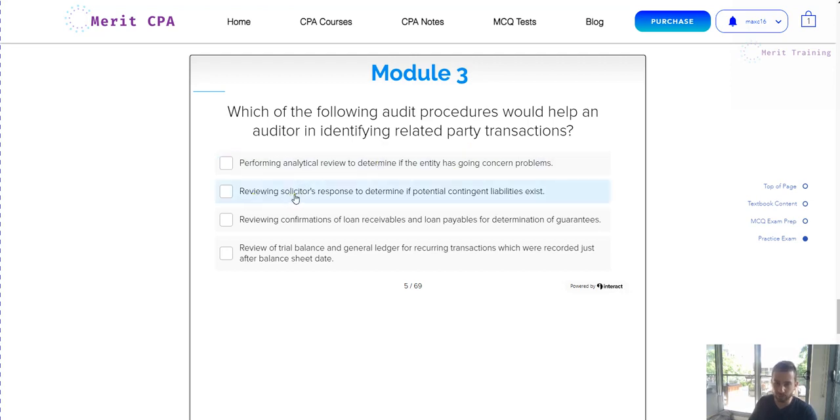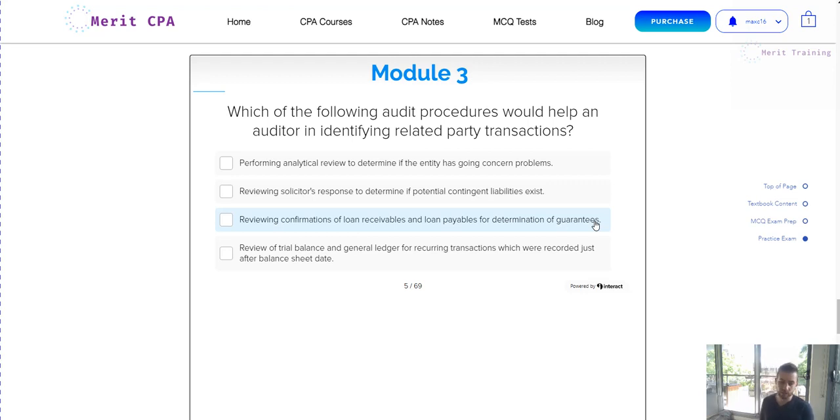All right, B, reviewing solicitor's response to determine if potential contingent liabilities exist. Again, this is just not related to related parties. What's that got to do with the CEO's wife or the chairman's brother, right? It's just not related. C, reviewing confirmations of loan receivables and loan payables for determination of guarantees. So this could potentially be related to related party transactions because someone like the CEO or the chairman and their family and friends and related parties are more likely to either have a loan receivable or loan payable.